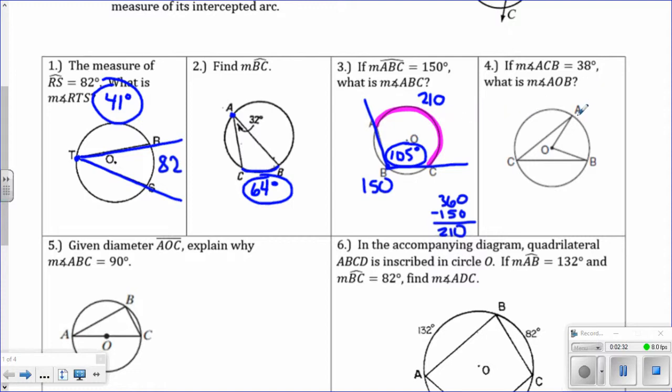Number 4, the measure of angle ACB, this inscribed angle, the vertex is on the circle, is 38 degrees, and we want to find the measure of angle AOB. Well, angle AOB here, that's a central angle, and if you remember, a central angle is the same degree measure as the intercepted arc. So I extend this out. That means that this angle is the same as arc AB, so we really have to find arc AB first. Well, the inscribed angle is 38 degrees, and the inscribed angle is half of the intercepted arc. So if I double the 38, I would get 76 degrees for that arc. And since the central angle is the same as that intercepted arc, the central angle, angle AOB, would be 76 degrees.